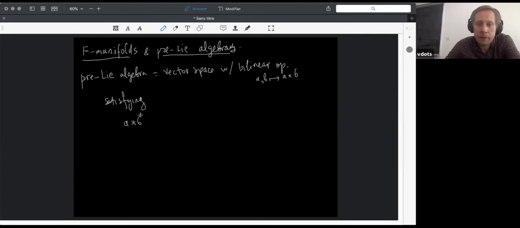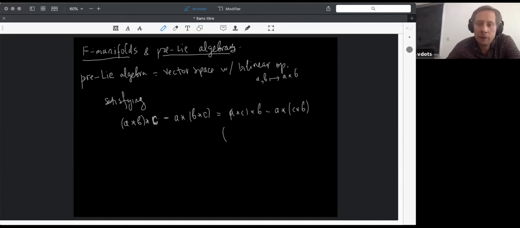the weak associativity property. If it were associative, the difference, like I just wrote, (A star B) star C minus A star (B star C), would be equal to 0. I'm not requiring it to be equal to 0, but I'm requiring it to be symmetric in B and C. So I will write (A star C) star B minus A star (C star B).